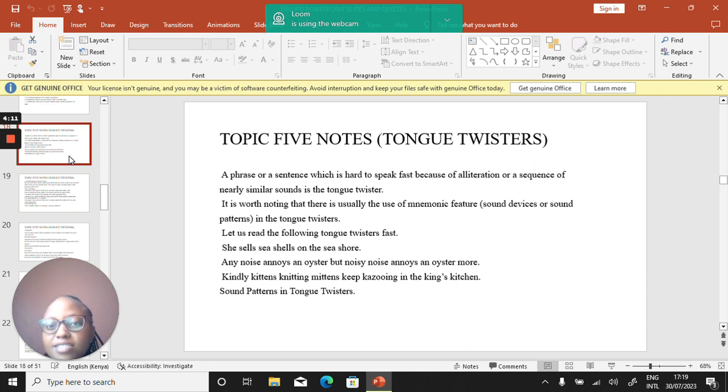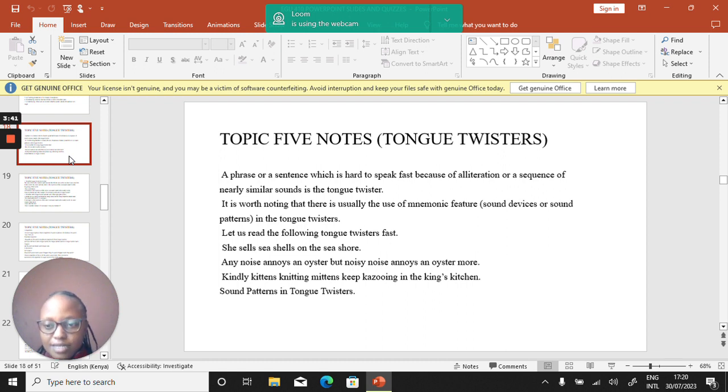A phrase or a sentence which is hard to speak fast because of alliteration or a sequence of nearly similar sounds is the tongue twister. It is worth noting that there is usually the use of mnemonic features, sound devices or sound patterns in the tongue twister. So for example, there is a tongue twister listed below, and there are many others, but I'm going to focus on one. She sells seashells on the seashore.